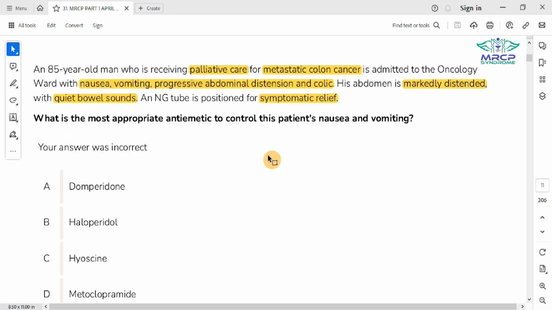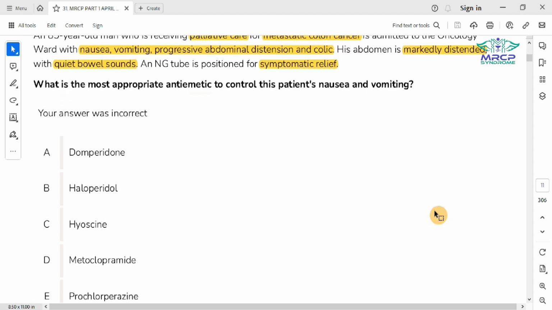So, what is the most appropriate antiemetic to control this patient's nausea and vomiting? An 85-year-old man who is receiving palliative care for metastatic colon cancer is admitted to the oncology ward with nausea, vomiting, progressive abdominal distension, and colic. His abdomen is markedly distended with quiet bowel sounds, and an NG tube is positioned for symptomatic relief. So the options are domperidone, haloperidol, hyoscine, metoclopramide, levomepromazine.